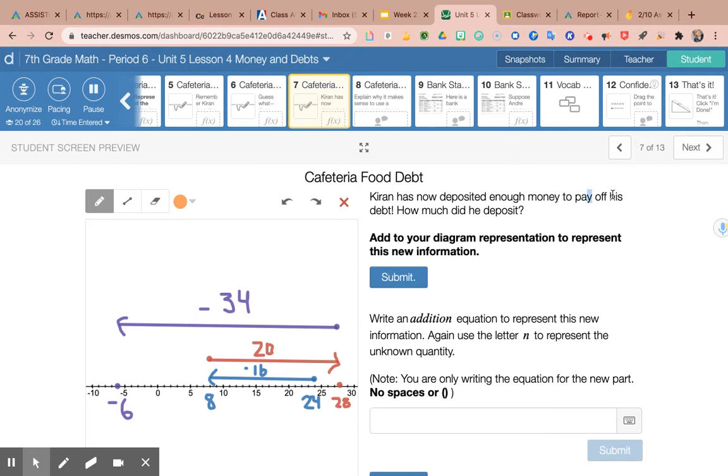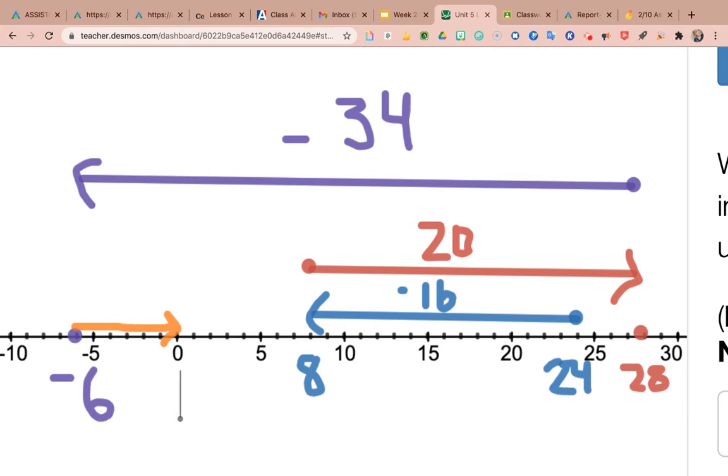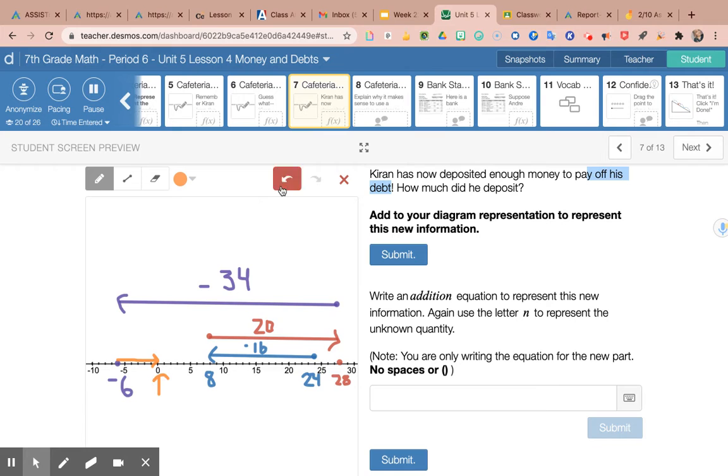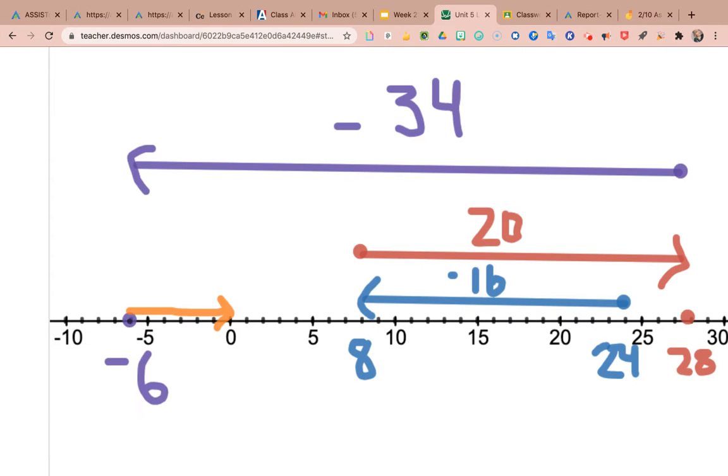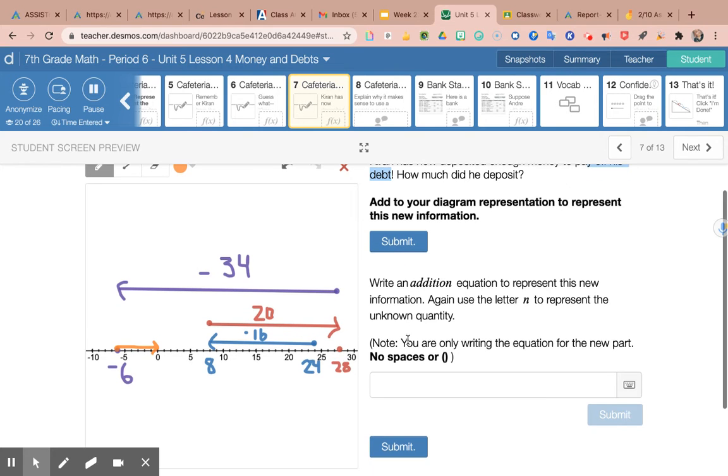And if he wants to pay off his debt, he's trying to get to 0. So if you think about it, if he's paying off his $6 that he owes, he's trying to get here to 0. So I'm going to make an arrow from my last balance, which was negative 6, to 0. You're going to click submit.